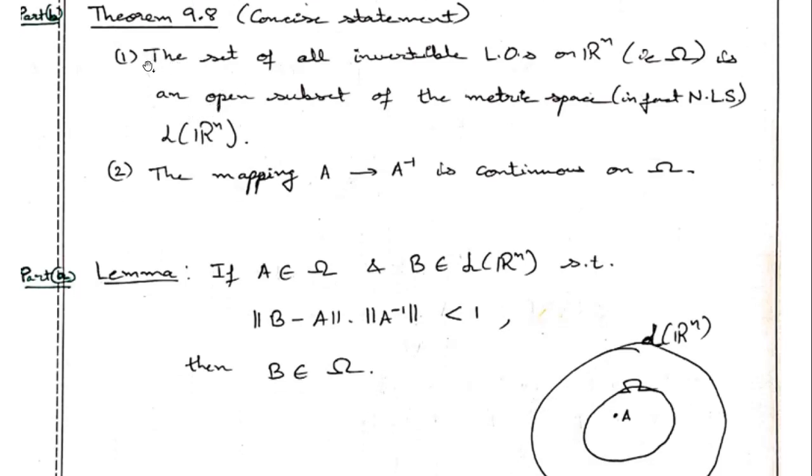It again comprises of two subparts. The first subpart is that we have to prove that the set of all invertible linear operators on Rn, that means the set omega, is an open subset of L(Rn). Now L(Rn) is what? It's a metric space and a vector space also, and hence a normed linear space. When we discuss an open set or open subset, the universal space should be a metric space or a normed linear space. And here in particular, we have this as a normed linear space.